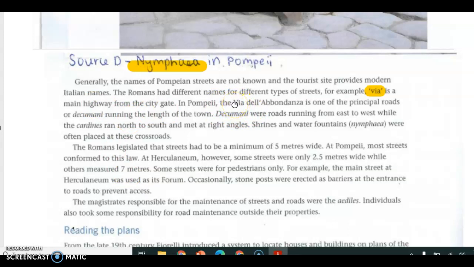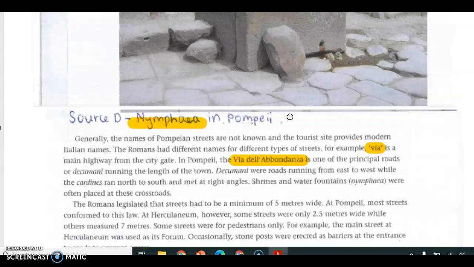The main road, the most popular busy road in Pompeii is called the Via, which means road, the Via dell'Abbondanza. I know it's a bit of a mouthful, but try and remember that one as an example of the name of a busy street. It's one of the principal roads, and that's one of the ones that Spinazzola spent a lot of time excavating.